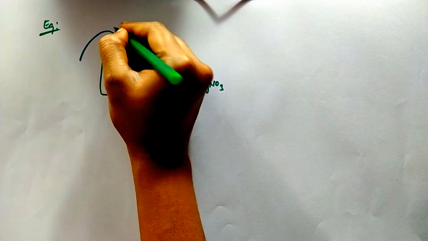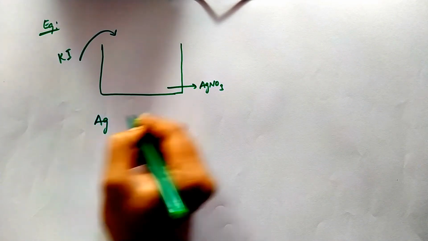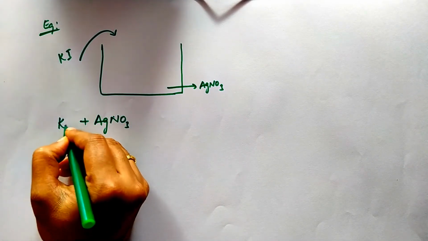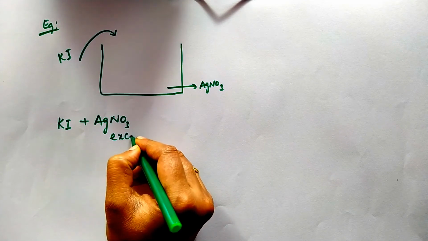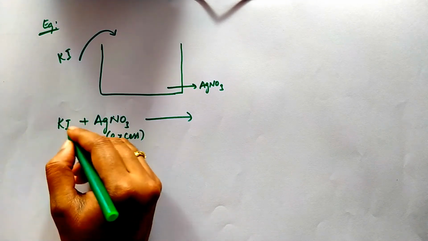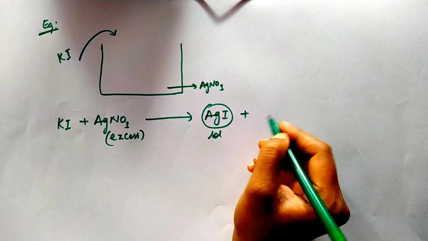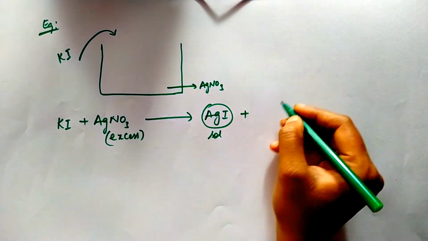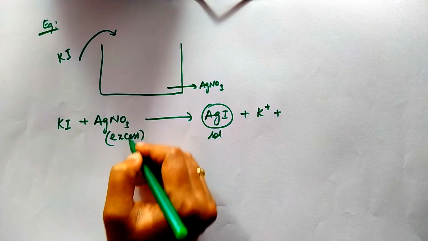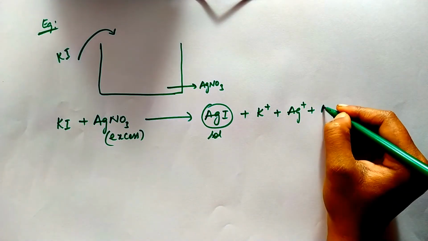I am adding potassium iodide. So here AgNO3 is a solution, and KI is in the smaller amount. So AgNO3 is in the excess form. Now what does it form? Ag combines with I, so it forms AgI sol, the colloidal particle, and the remaining ions, let us write here, K plus and also AgNO3, which is in the excess amount. So the remaining Ag will be in the solution and NO3 minus is also in the solution.